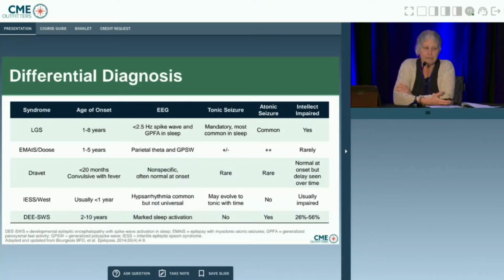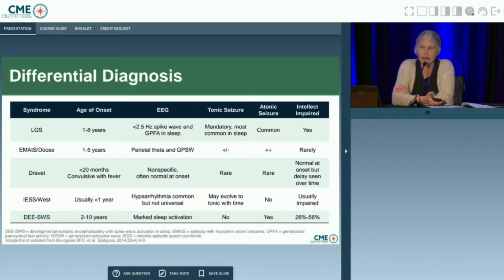Infantile epileptic spasm syndrome is the new name for West syndrome, and so the characteristic seizure type there is the epileptic spasm, which often occurs in clusters. This typically comes on before a year of age, sometimes as late as 2, and the EEG pattern here most commonly shows a hypsarrhythmia. But remember that many children with infantile epileptic spasm syndrome, particularly those who don't respond very well to the spasms therapy, will ultimately evolve to Lennox-Gastaut syndrome.